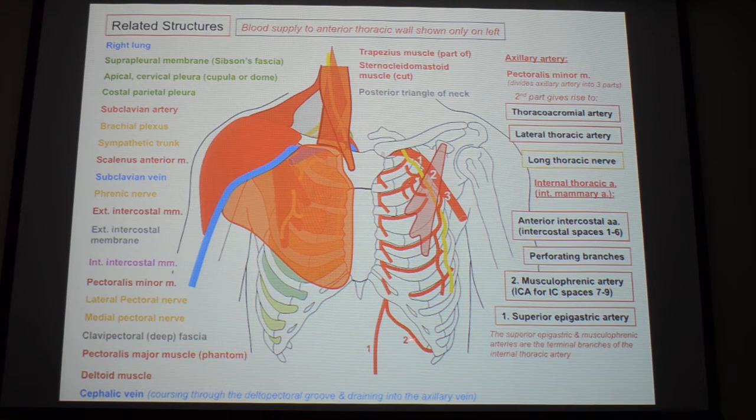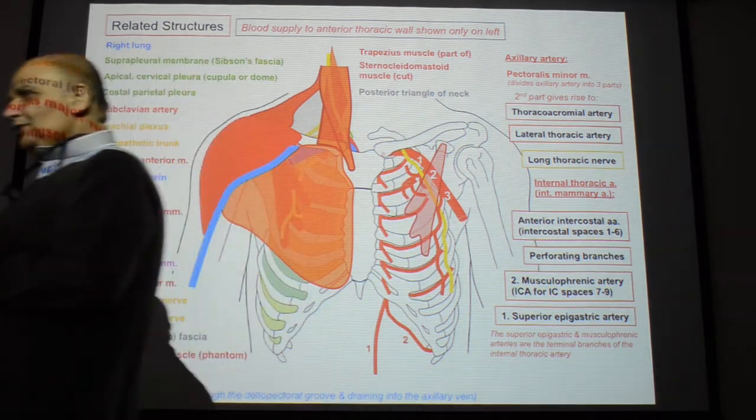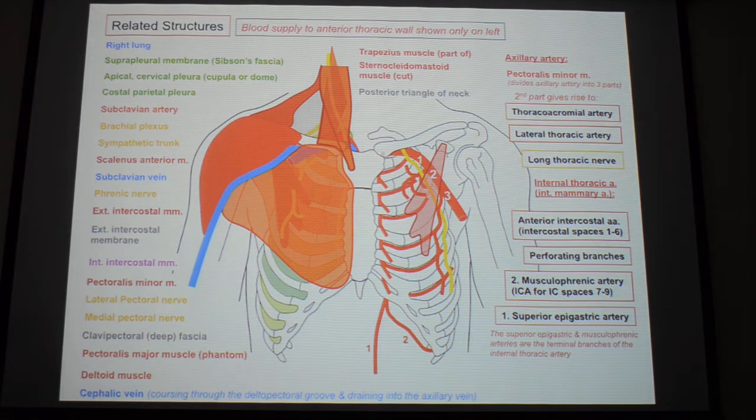And these two arteries are the terminal branches. The superior epigastric and musculophrenic are the terminal branches of the internal thoracic artery. Is that clear? Musculophrenic and superior epigastric. Clear? Now, what are the arteries of the posterior intercostal space? Who gives branches in the posterior intercostal space?